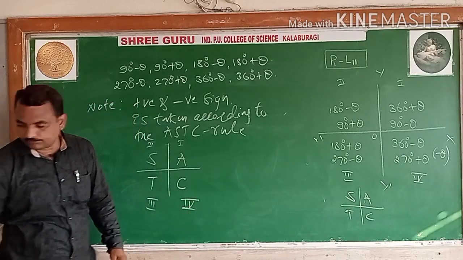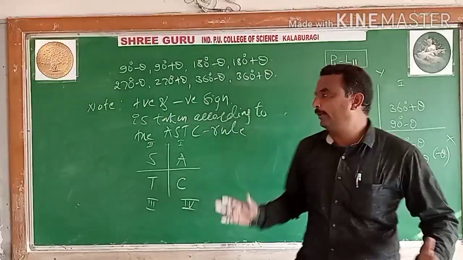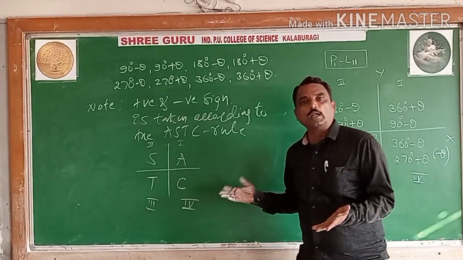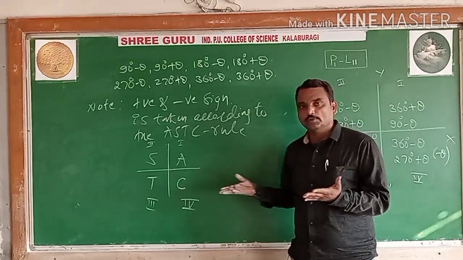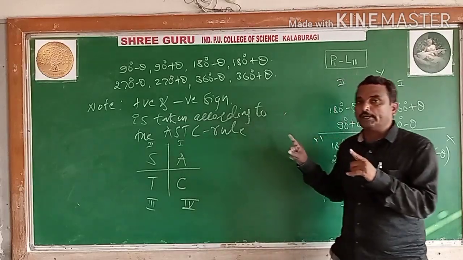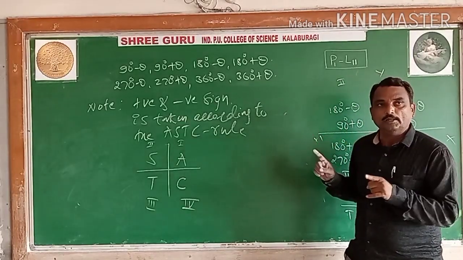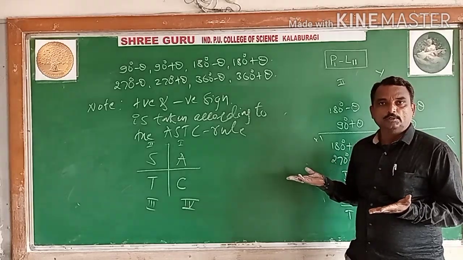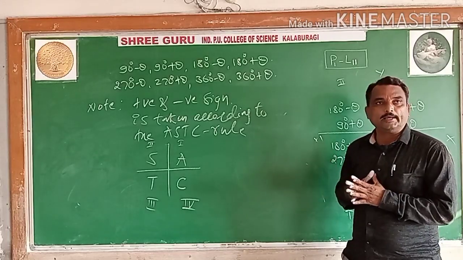If you remember these 3 notes, then you can write all the allied angles. In tomorrow's class, we will make the table of all the allied angles at a time. We will take all the allied angles in one table. You will come to know all the allied angles.